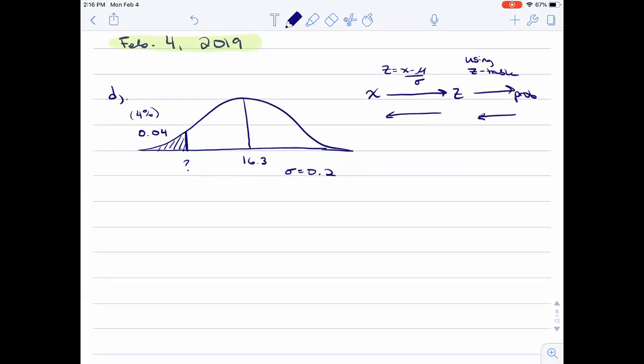If you had to guess how to do this problem, knowing this probability is 0.04, we can use the Z table and work backwards from an area of 0.04. And if you don't have a table with you today, I've got some extras here. You can come grab one.